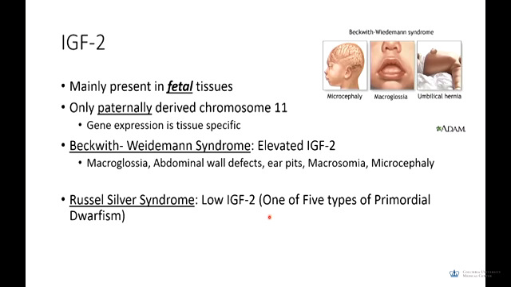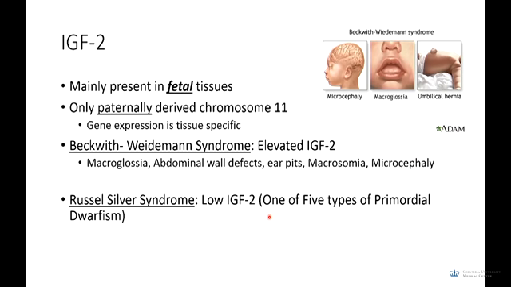So as I mentioned a little bit earlier, IGF-2 is actually the main modulator prenatally. It's the growth factor found in fetal tissues, and it's paternally derived. And there are 2 syndromes that I want you guys to know about. One is Beckwith-Wiedemann syndrome, which is when IGF-2 is elevated. So you're going to have excessive growth.